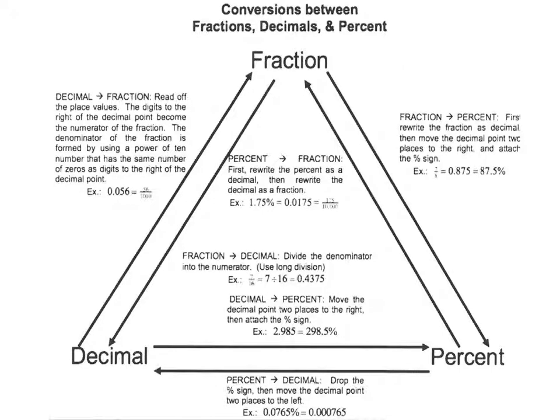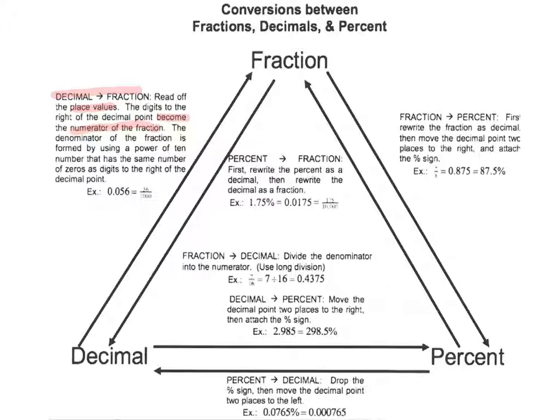All right, so we're going to talk about conversions between fractions, decimals, and percents. Okay. So if we want to go from a decimal to a fraction, we would figure out what place value it's in, and that's going to become the numerator of the fraction. Then the denominator is formed by using that power of 10.